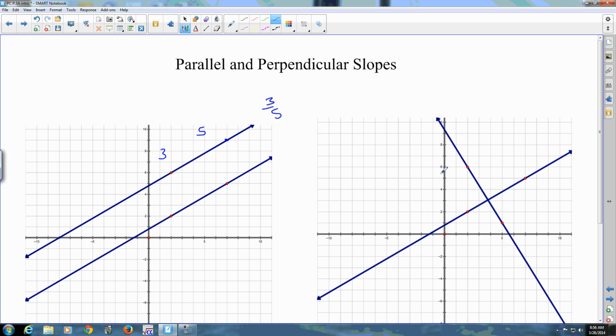Okay. Now this one, in case you don't recognize or don't remember what the perpendicular slopes are. Let's go up 1, 2, 3, over 1, 2, 3, 4, 5. So the slope of this line is 3/5. Slope of the other line, let's go down 1, 2, 3, 4, 5, so down 5 over 1, 2, 3. So down 5 over 3. How are these related? They're opposite reciprocals.